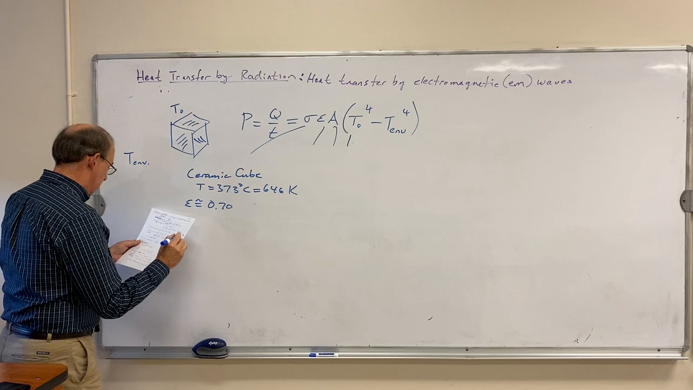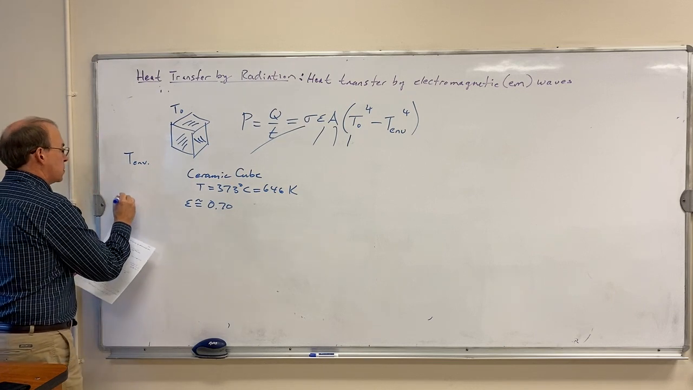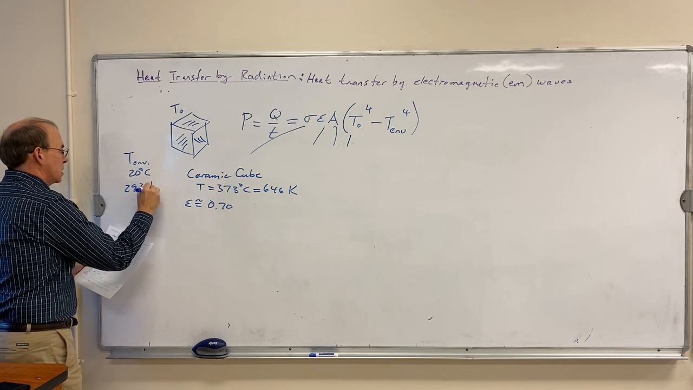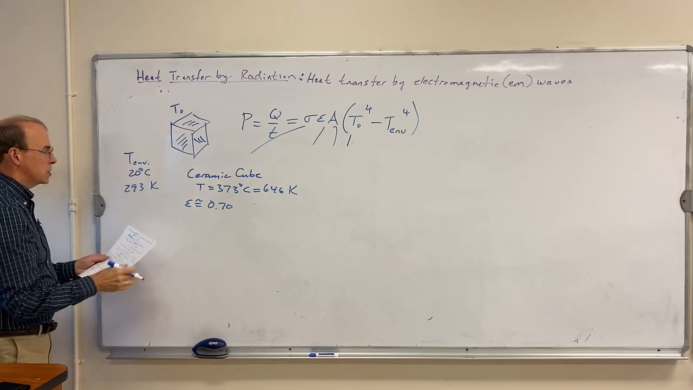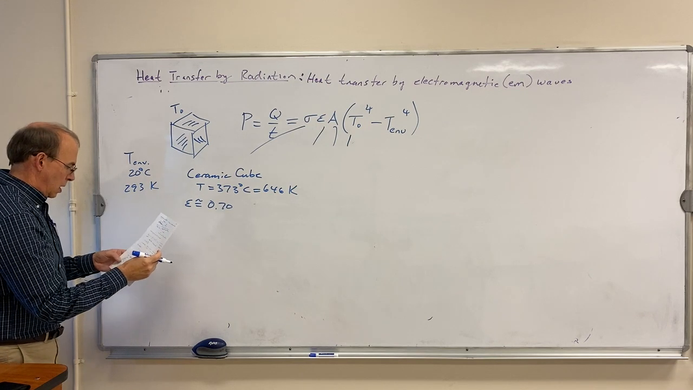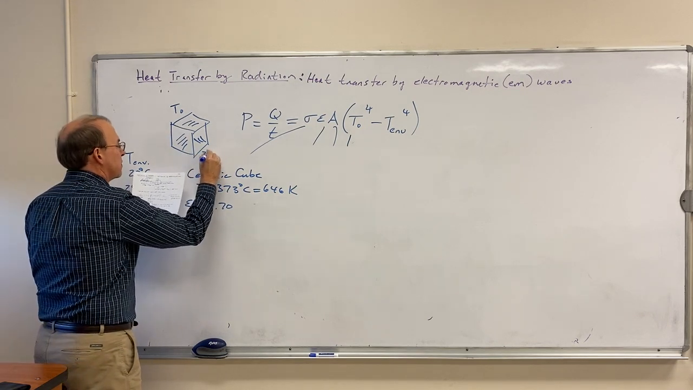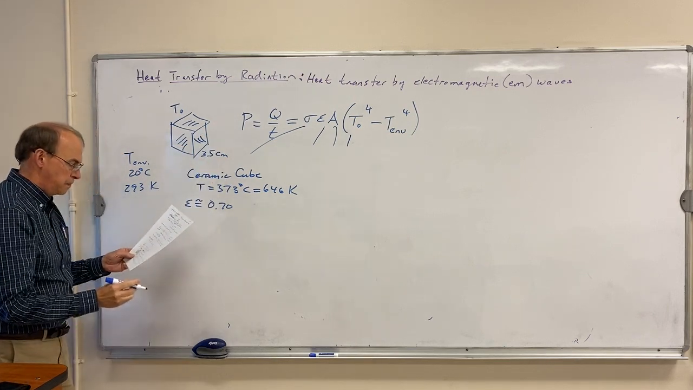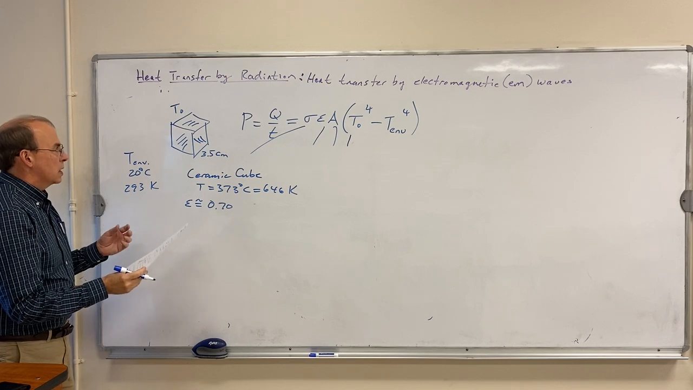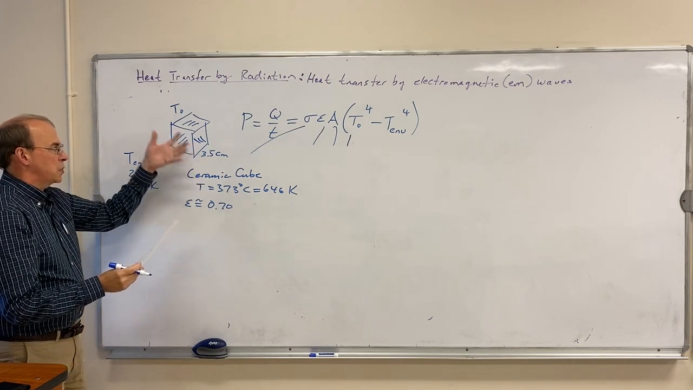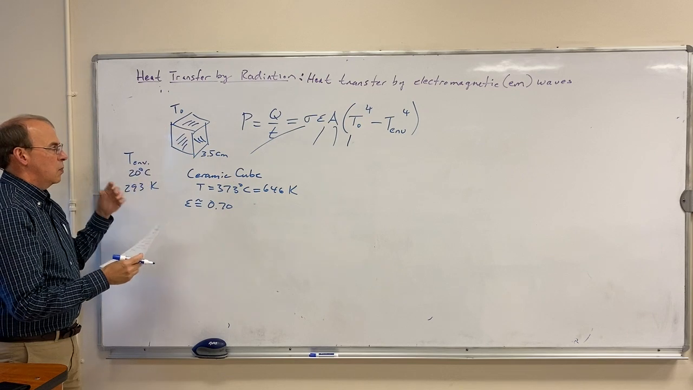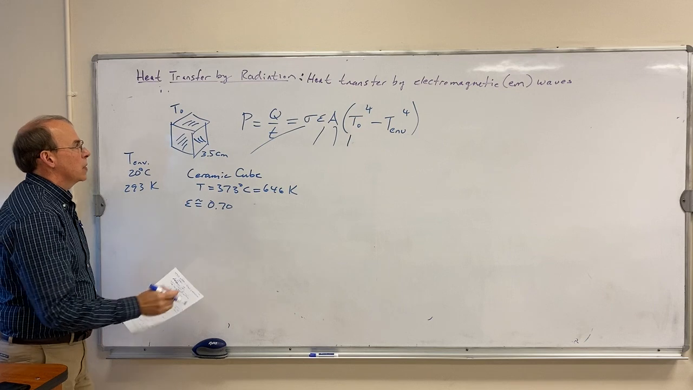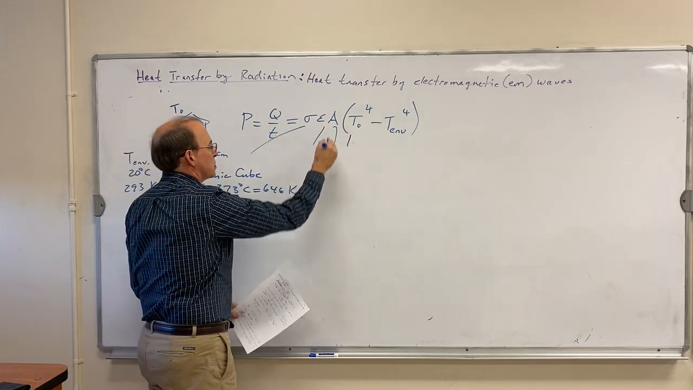We're going to let the environment be at a temperature of 20 degrees Celsius, so 293 Kelvin. 273 plus 20 is 293. We're going to let the cube have 3.5 centimeter sides, so 3.5 by 3.5 by 3.5. And we're going to say if this cube of ceramic is at 646 Kelvin, what's the power being emitted into the environment? So we know sigma, we know epsilon, we know the temperatures, we just need the area of the cube.